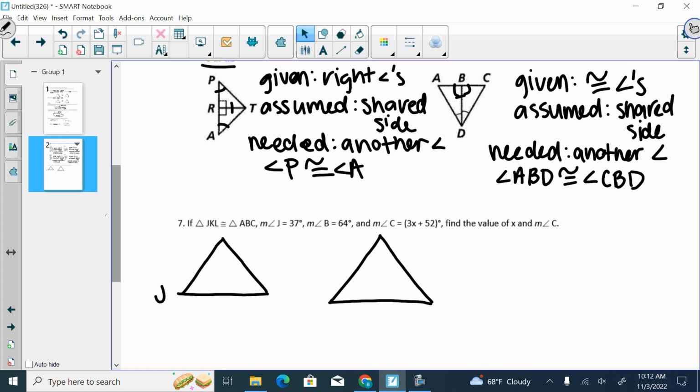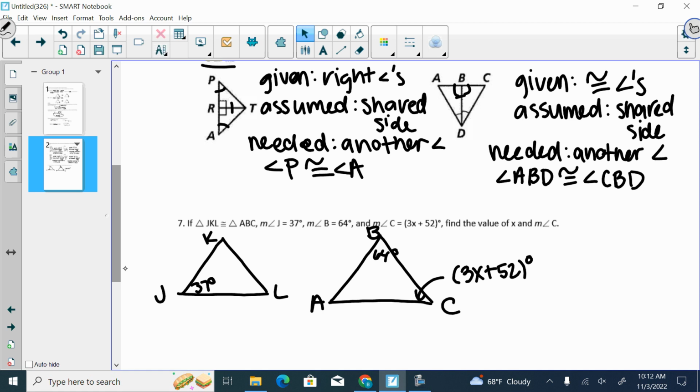So if I name this one JKL, what corresponds with J? And what corresponds with L? B. C. C. And then that would put my B up here, right? Okay. So now I'm going to go plug in or substitute in all that information in my drawing. So I know angle J here is 37 degrees. Angle B up here, 64 degrees. And then angle C, this one right here, is 3x plus 52 degrees.